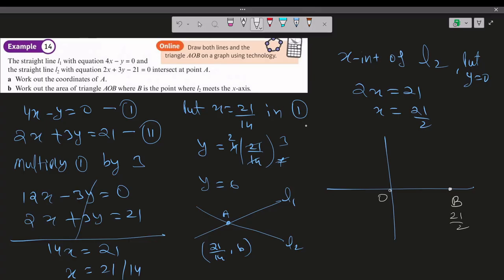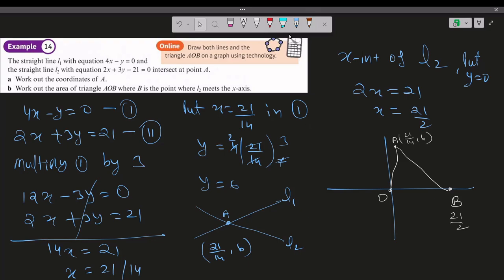O is the origin, and what is point A? Point A is 21 by 14 comma 6. 21 by 2 is 10.5, and 21 by 14 is 1.5. So point A is somewhere here. We have the coordinate 21 by 14 comma 6. We have to find the area of this triangle. Are we correct so far? B is the point where L2 meets the x-axis, so B is 21 by 2. O is the origin. AOB, A is 21 by 14 comma 6. Yes. We have to find the area of this triangle.